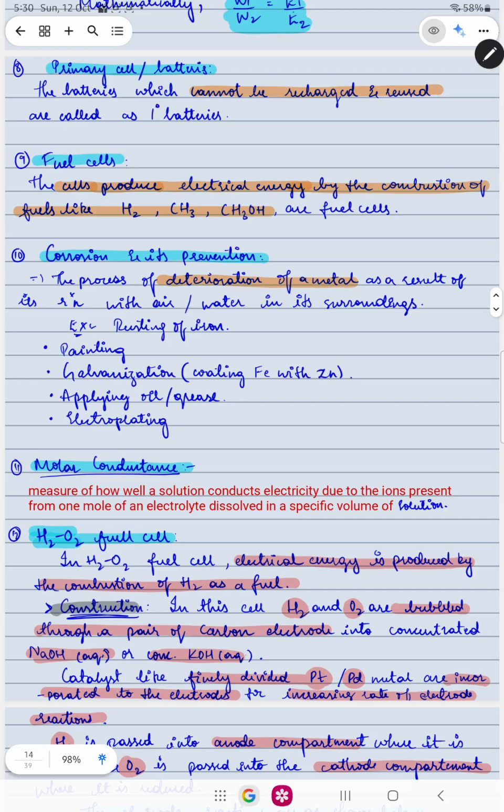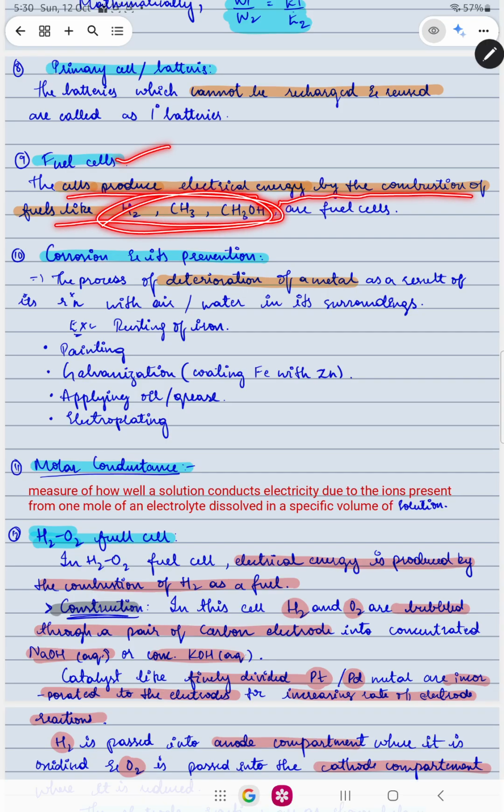Okay, next. What is a primary cell or primary battery? The batteries which cannot be recharged or reused are called primary batteries. But secondary batteries can be recharged and reused. What are fuel cells? The cells that produce electrical energy from the combustion of fuels like hydrogen, methane and methanol are fuel cells.